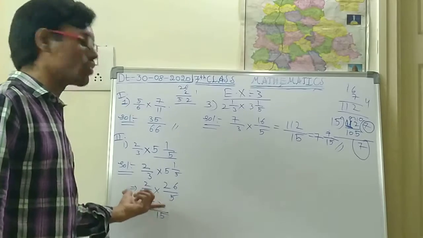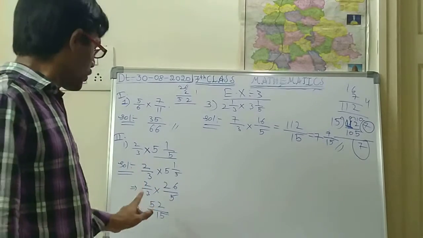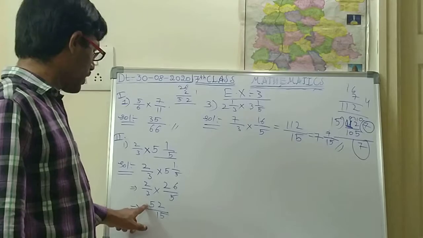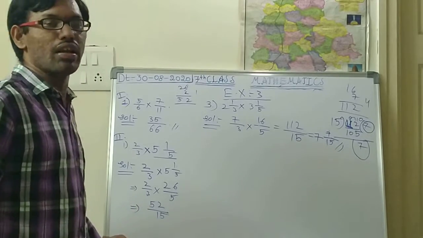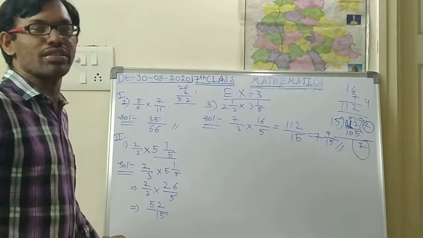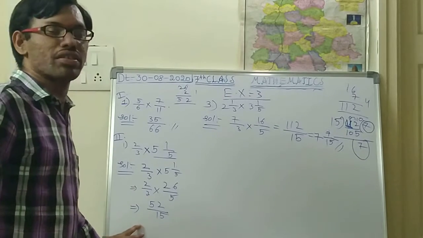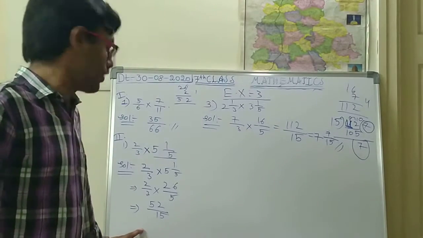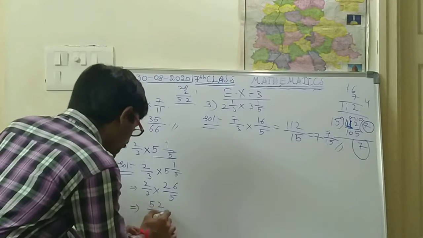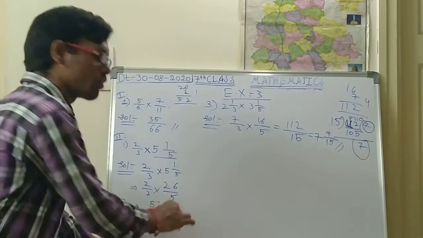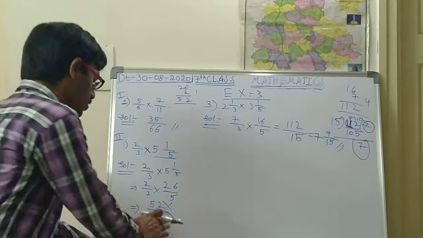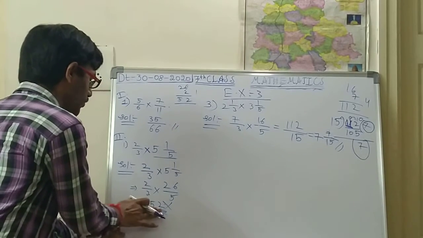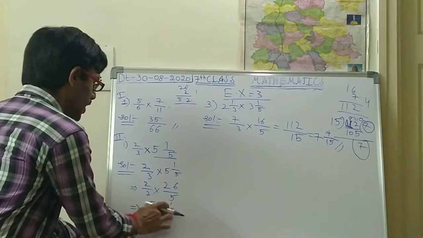So it won't go. So you should keep it as it is. If the numerator is going in the denominator's table, then you should cancel, or else you should not cancel. If any two numbers are going in one table, then you should cancel. So here, in the 15 table, 52 doesn't go. Is it right? So you should leave it like that only. You should keep the answer like that only. 52 by 15 is the answer.